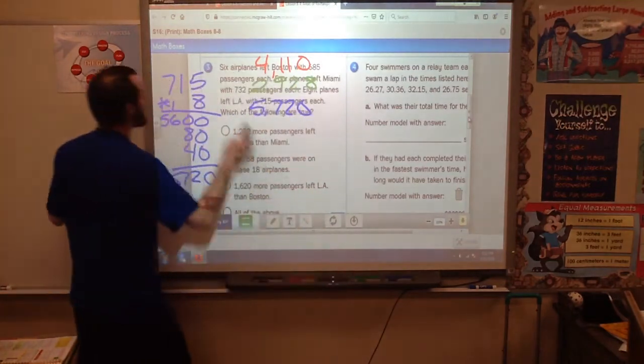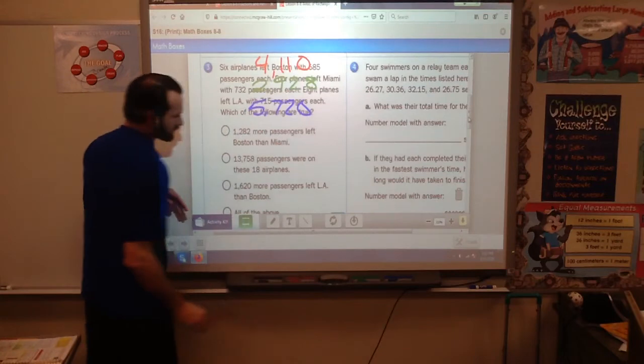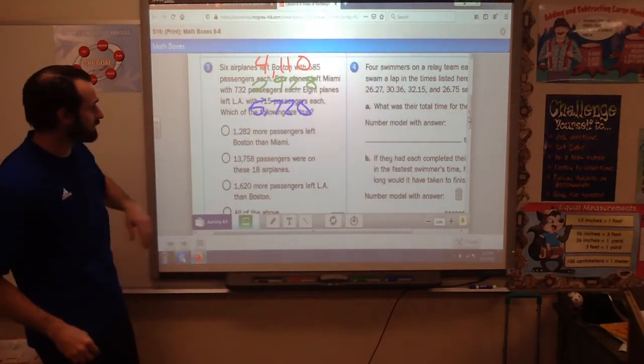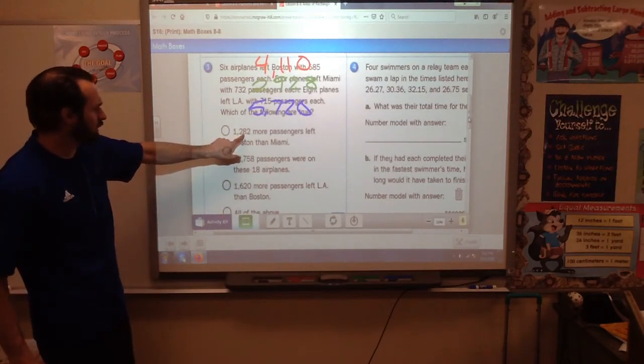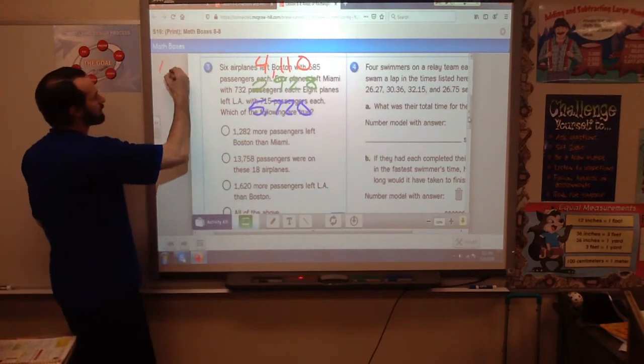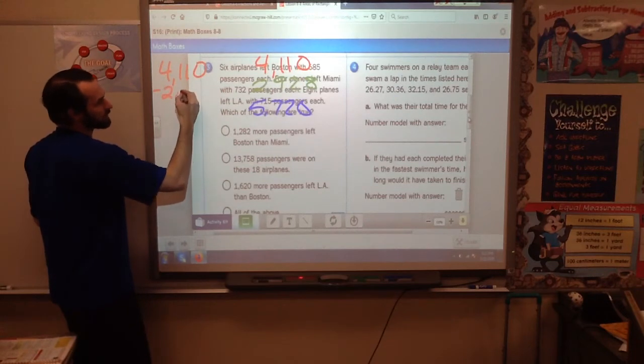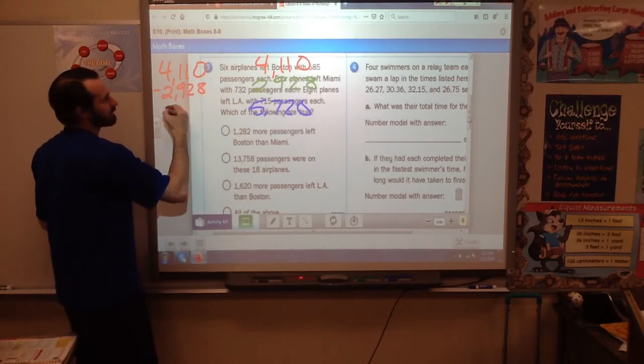So that's a lot of work. I'm not going to lie to you. Doing that part, that is work. It's time consuming. But the first thing now that we got to check is if any of these are right. So it says 1,282 more passengers left Boston and Miami. So that would be 4,110 minus, this is what I was thinking about when I was making my mistake, 2,928.